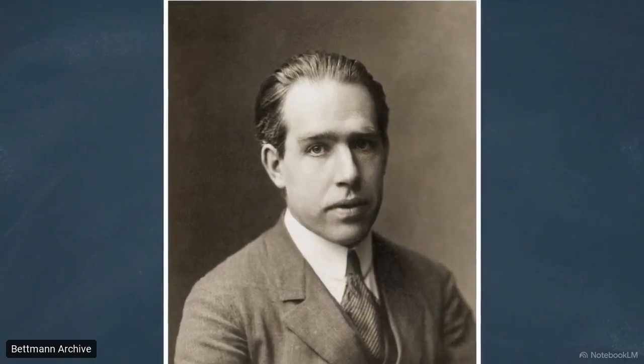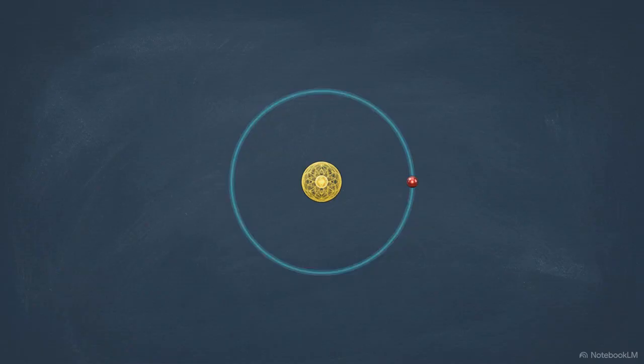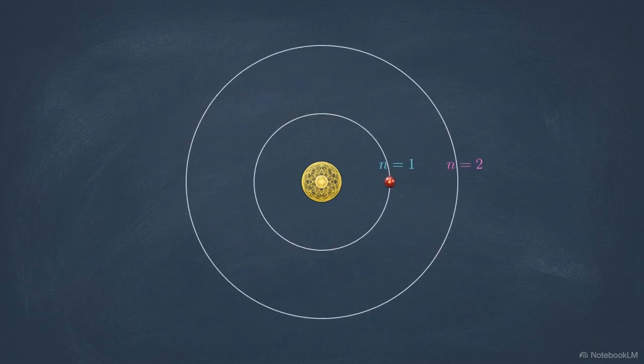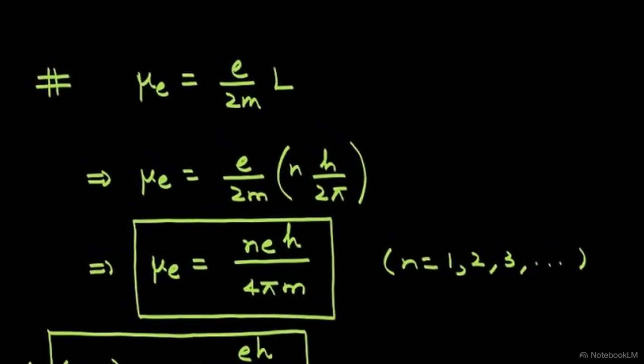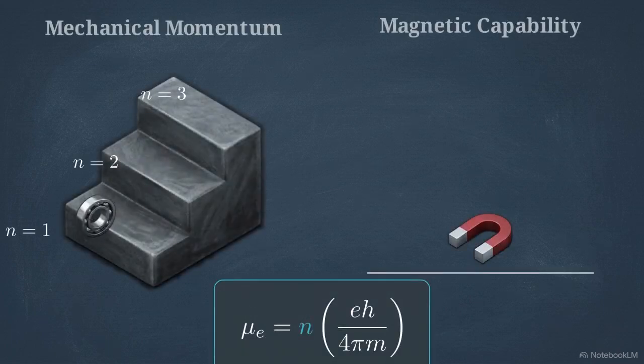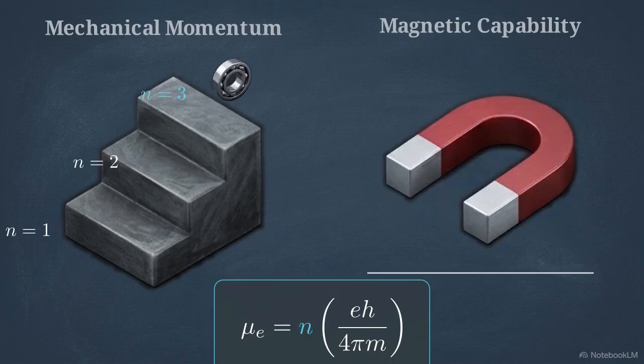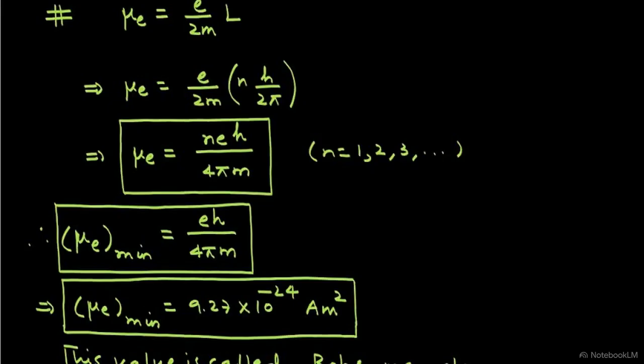Niels Bohr resolved this continuous orbit problem with his second postulate. An electron's angular momentum is not arbitrary. It is mathematically quantized into discrete steps of an integer, n, multiplied by Planck's constant over 2π. Looking at this final set of calculations, we can merge the classical and quantum worlds. By substituting Bohr's exact quantization condition for L directly into our derived magnetic moment equation, we get neh over 4πm. Because the mechanical momentum is locked into specific whole number steps, where n equals 1, 2, 3, and so on, the atom's magnetic capability is inherently locked into those exact same discrete steps.